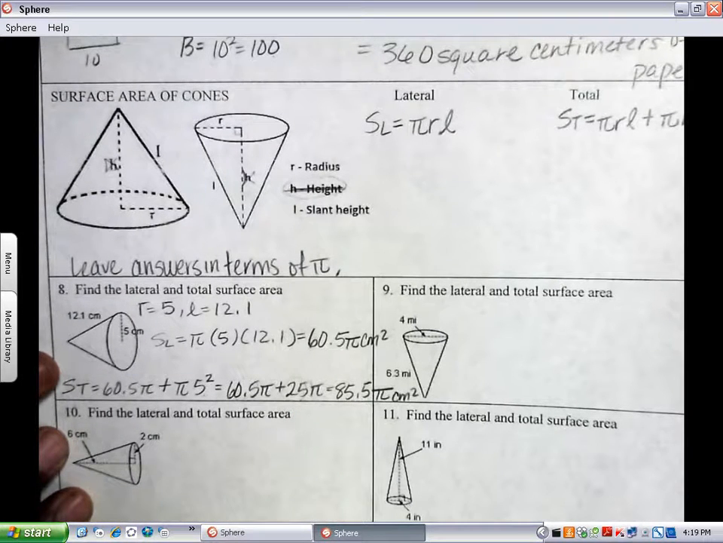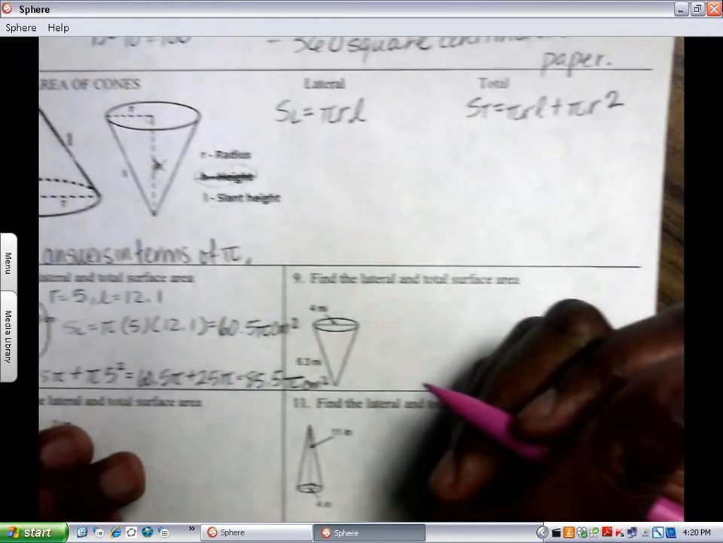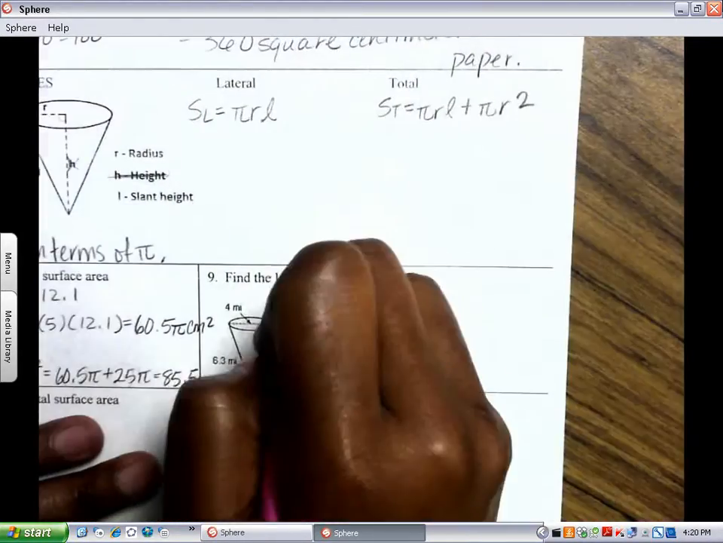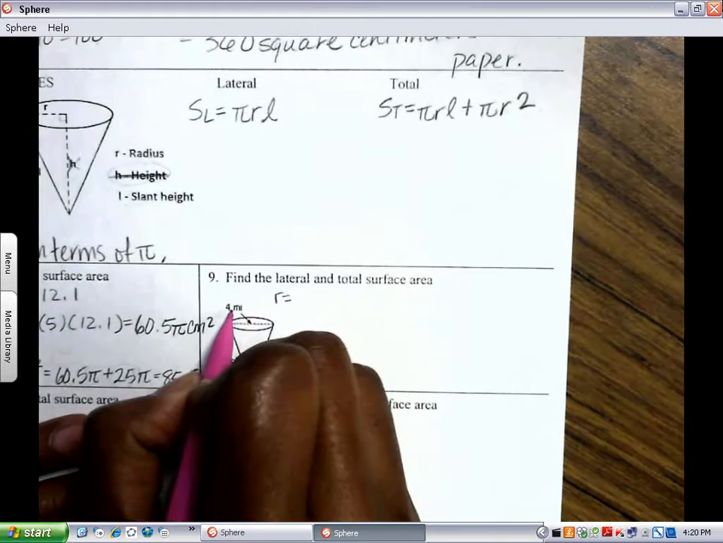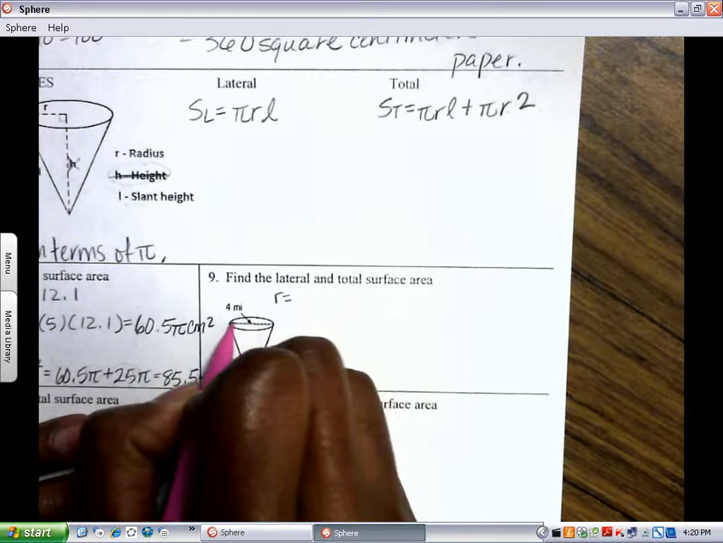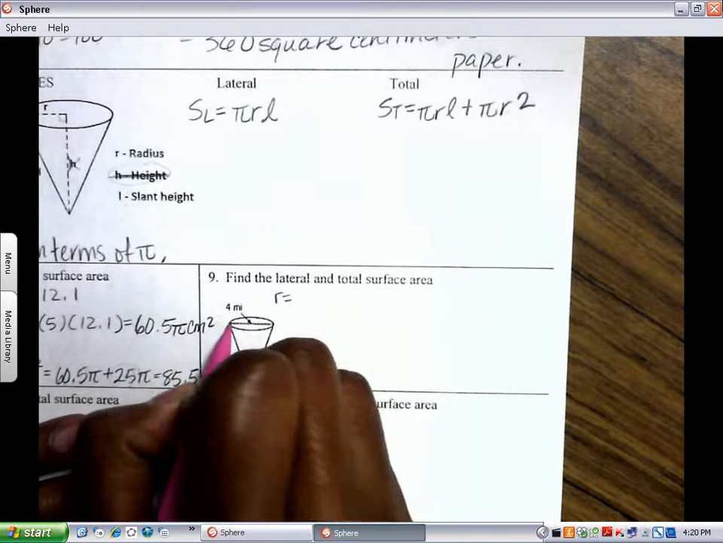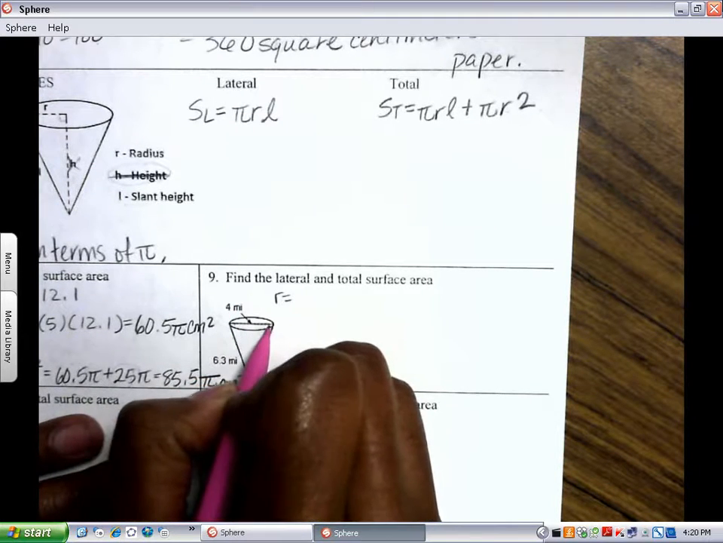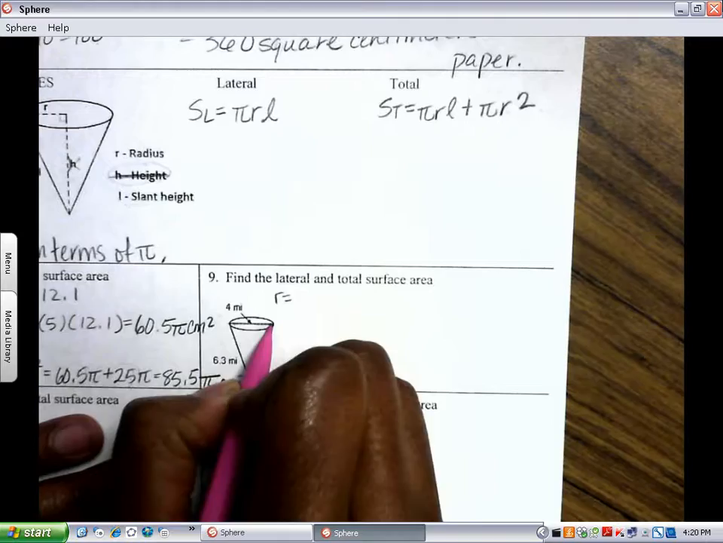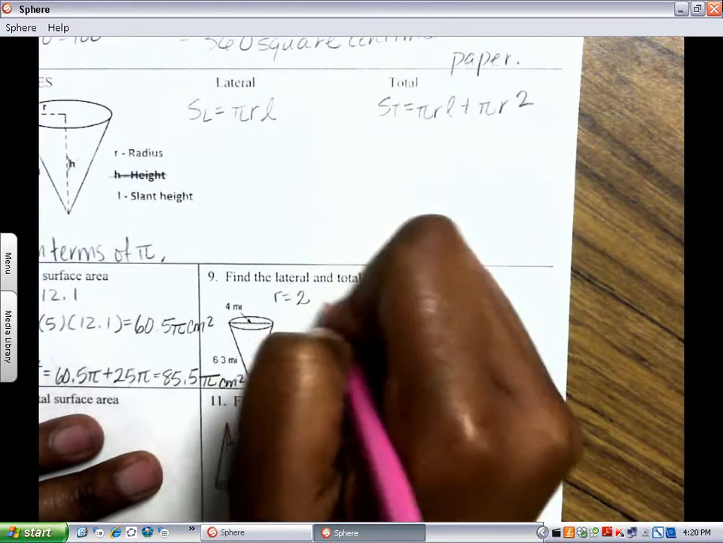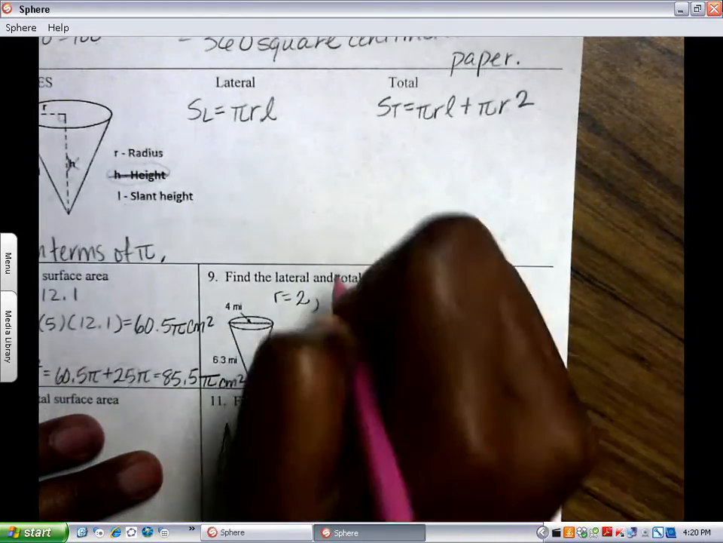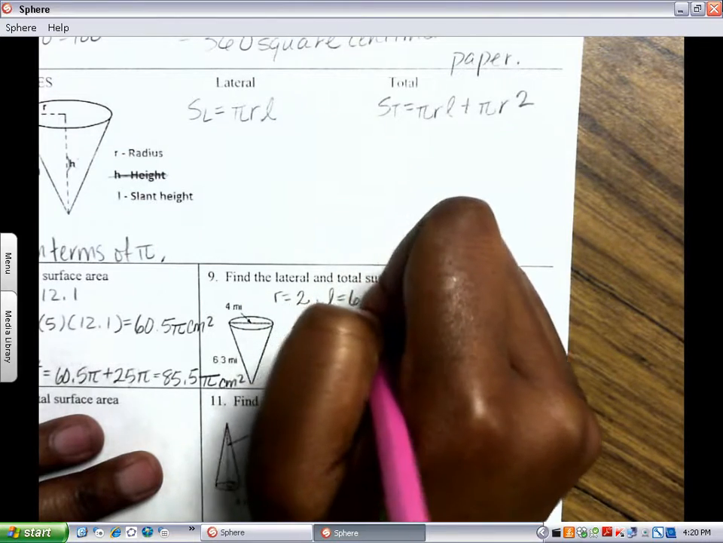Okay? Let's try number 9. Your radius is not 4, right? 4 is going to be this whole length. Anytime the picture looks like that, it's the whole line and it's pointing to the middle. That's letting you know the whole length is 4. So our radius is going to be 2. We have to take half of 4. And then our slanted height is 6.3.